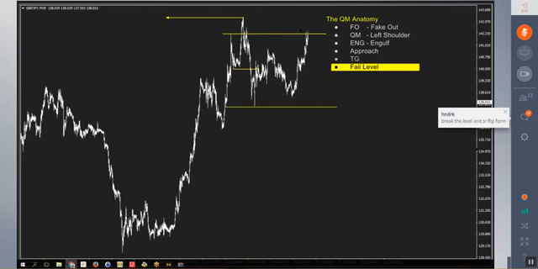Okay? So this is the anatomy of the Quasimodo. This is all the things that we are considering once we want to trade it. Very important is the level of the fake out, very important the engulf, and then all the rest, all the comments that we've said.